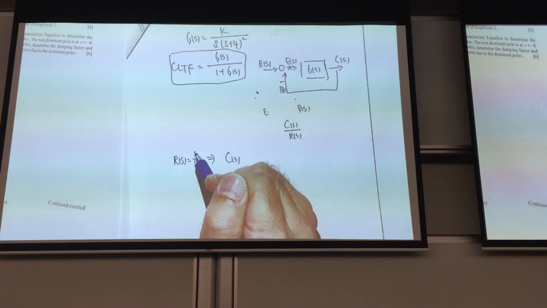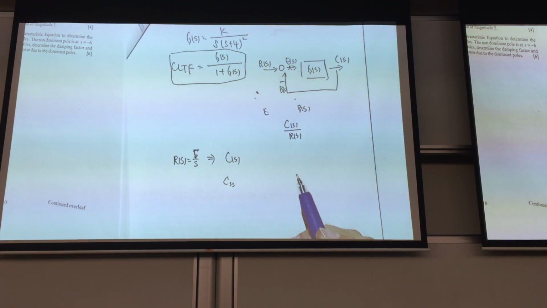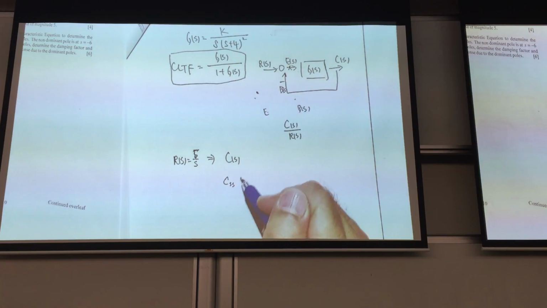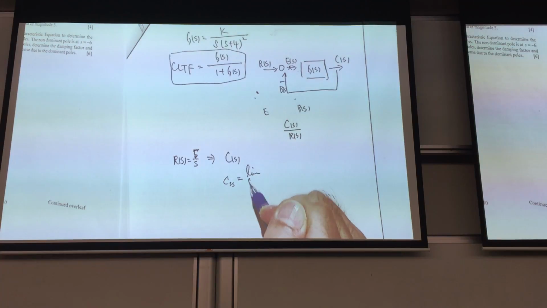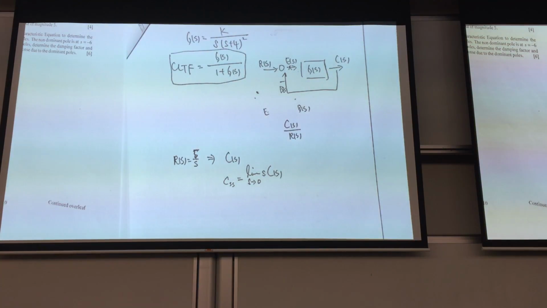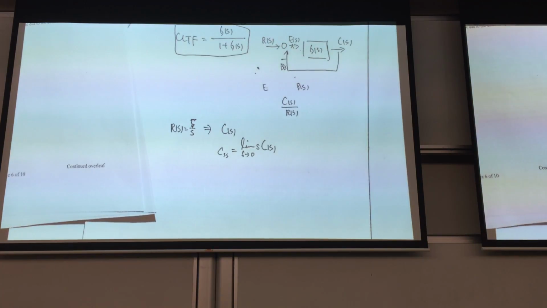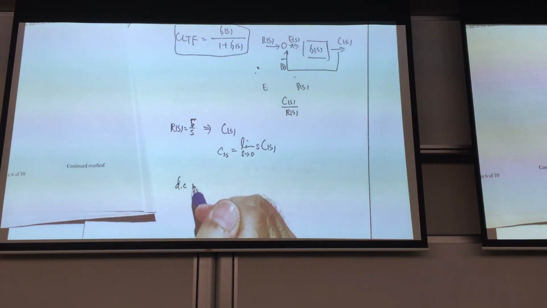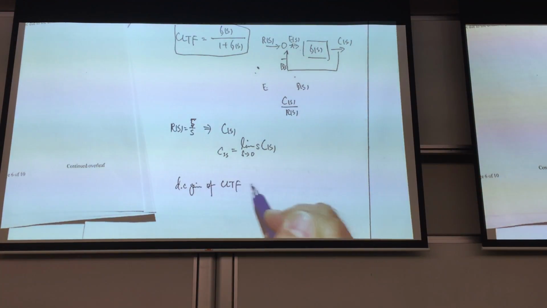When your input is 5, okay? Sorry, input is actually 5, because input of magnitude 5. So you need to work out what is your c_ss. c_ss is going to be equal to the limit of s going to 0 of s multiplied by C(s). So from here, you can actually work it out. The other way, as I mentioned to you guys, you can actually work out the DC gain of your closed loop transfer function.